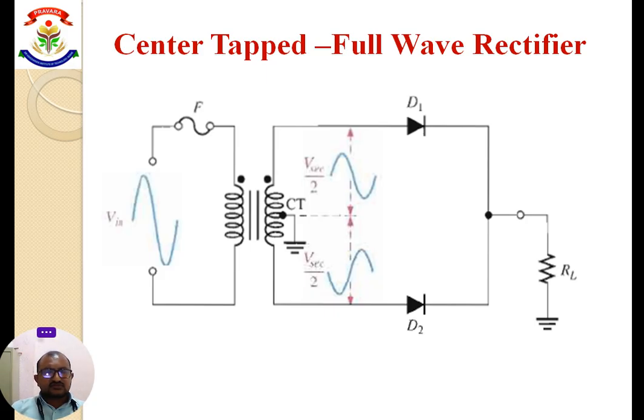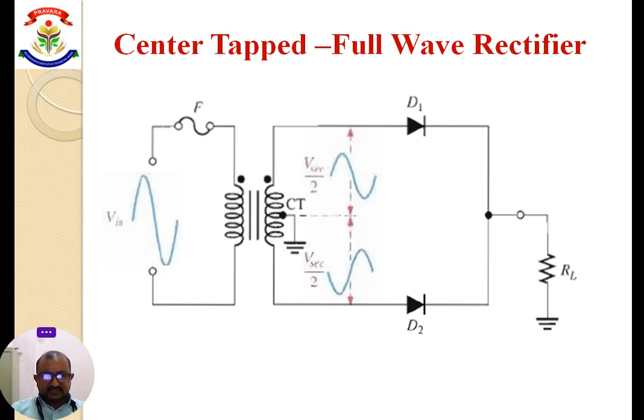Okay, the above figure shows the center tap rectifier. In this rectifier, a special type of transformer, the center tap transformer, is used. In this rectifier we use the two diodes D1 and D2, which are connected as shown in this figure. Then we have to study the operation of this center tap rectifier.